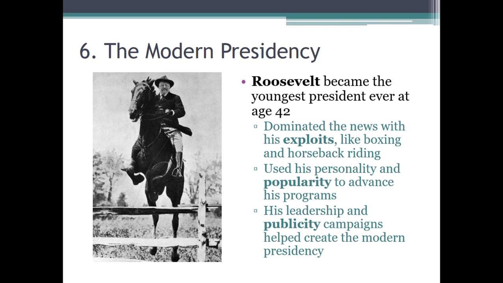He is a rough and tumble guy. He's somebody who is a horseback rider. He's into boxing. He's a big hunter. He has a very big personality, and he knows how to use that. He uses his popularity to further his agenda. People really like him, and that's part of how he thinks the president should be able to operate. I can use my popularity to get done what I want to get done. That's why they say he's kind of responsible for the first modern presidency.